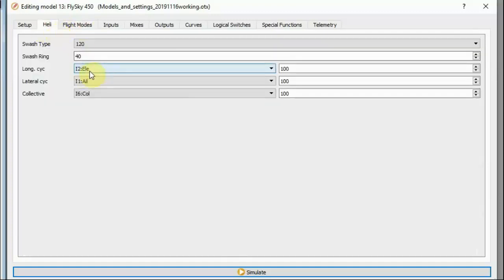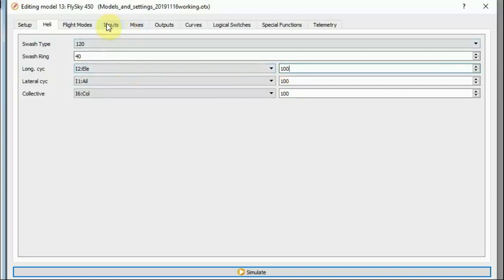See, I'm defining the inputs to my lateral and longitudinal cyclic as input 2 elevator and input 1 aileron. And I've got them currently set to 100. This is basically a weight that is applied to the input in the Heli page. So you can put a weight in there, but what you can't do is vary this according to a switch. You only get to put in a single weight there. So if you want variable rates, how do you do it?